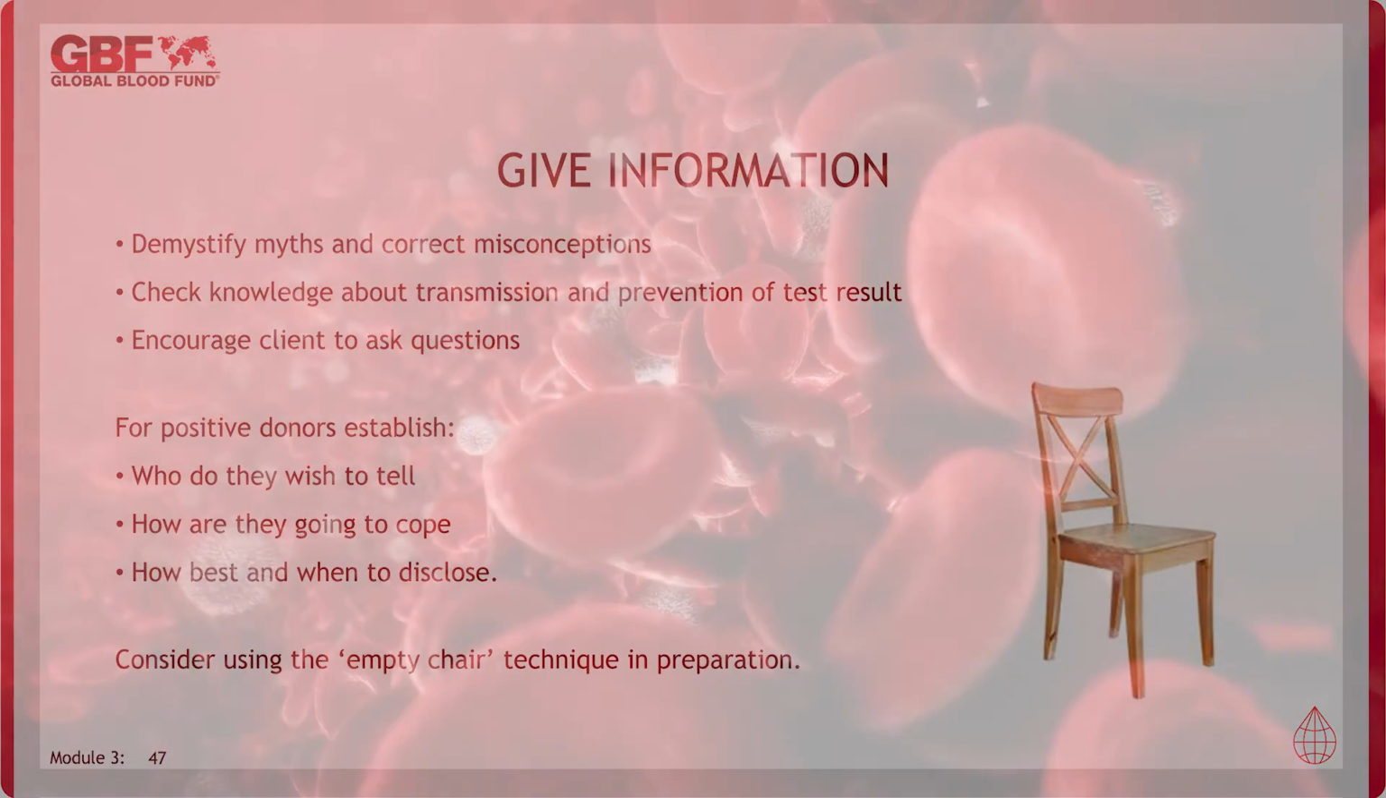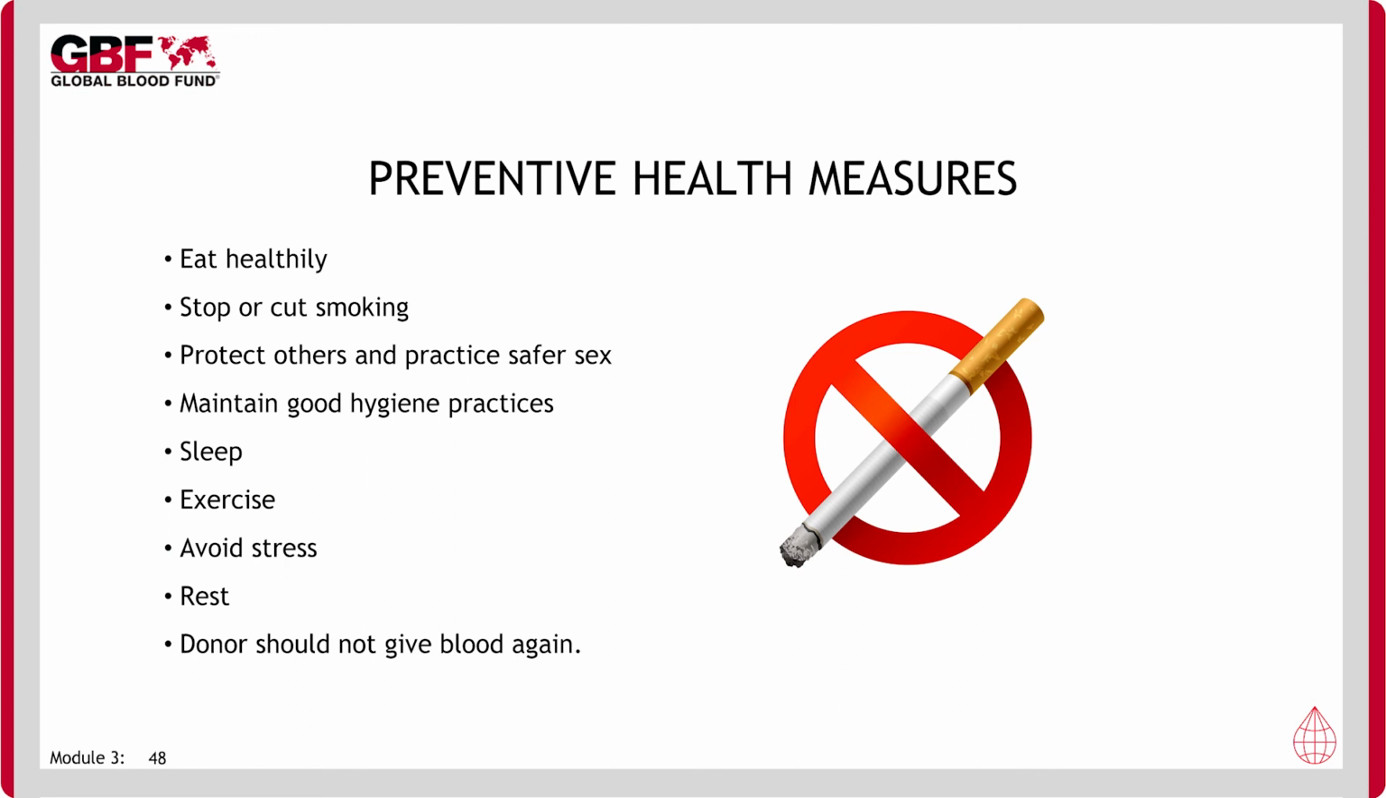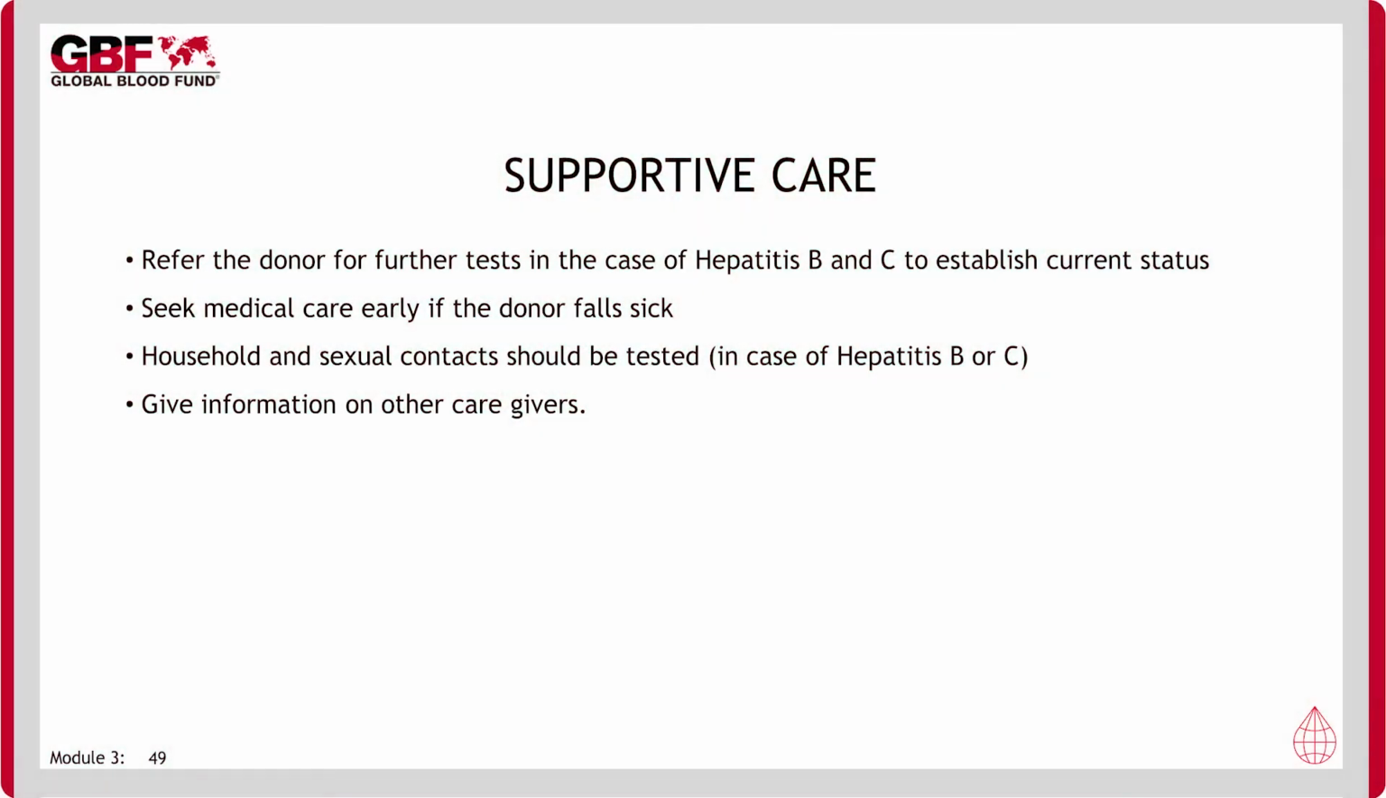Discuss disclosure. Encourage the donor to make healthy lifestyle choices. For example, they might be encouraged to eat a balanced diet, stop or cut down on smoking, and not to take or limit the amount of alcohol. It is also important to avoid spreading any disease by practicing safe sex. The donor should also be encouraged to maintain good hygienic practices, avoid stress, and ensure they have enough rest. Be sure to refer the donor to other healthcare professionals for further management. This may also apply to any household or sexual contacts.